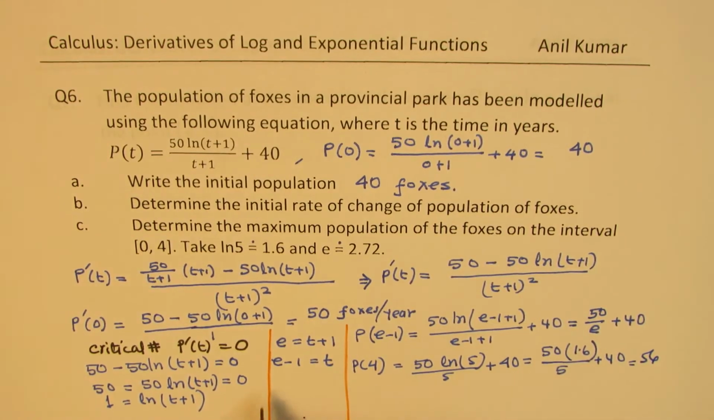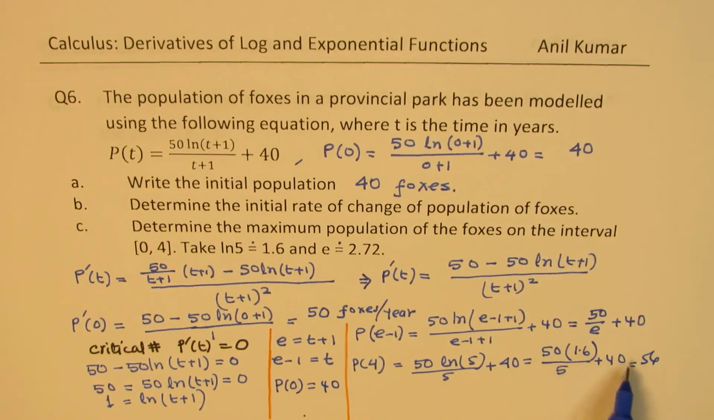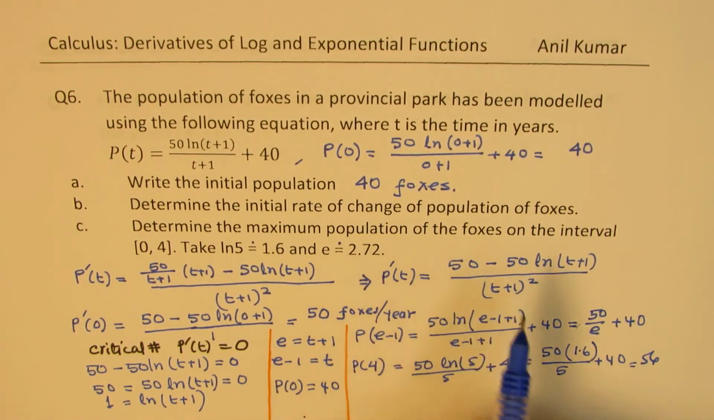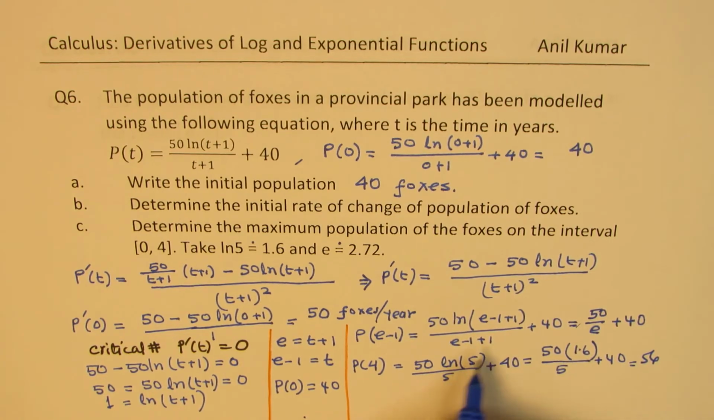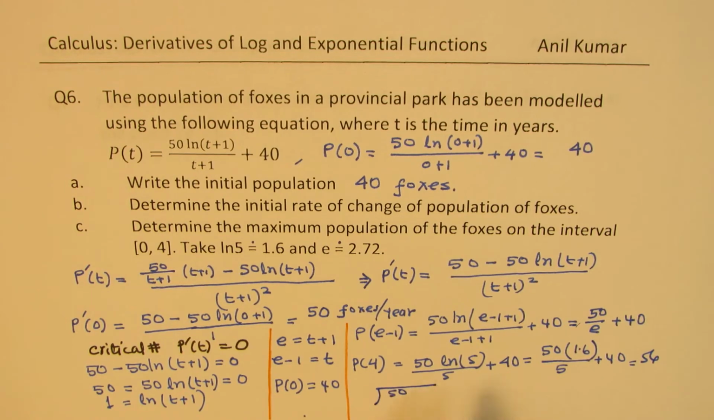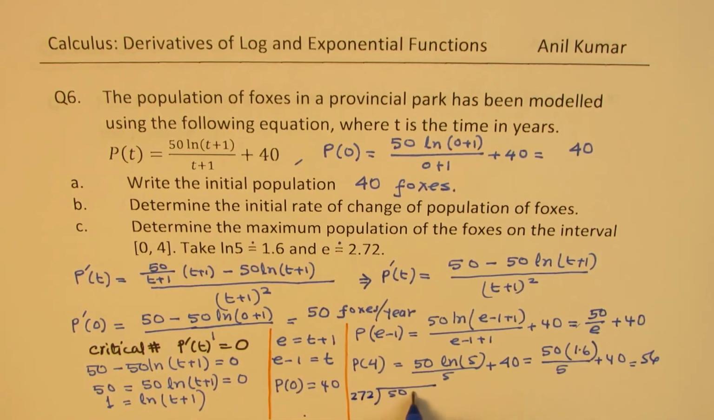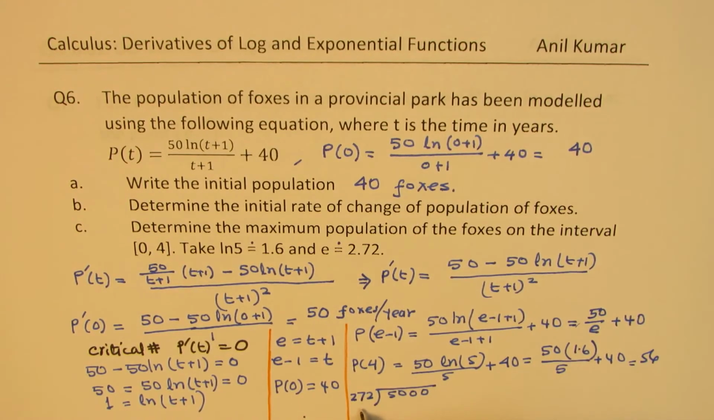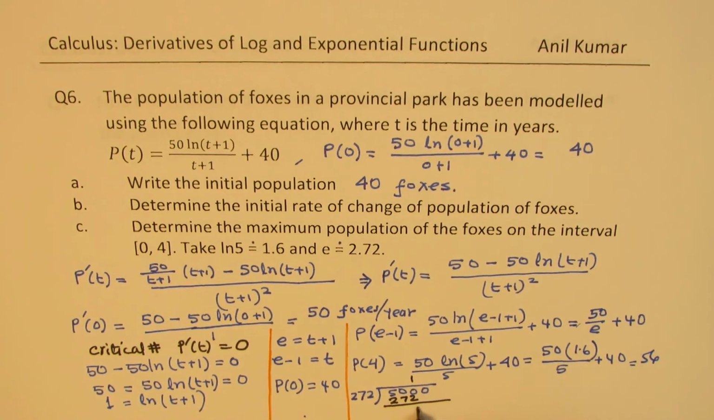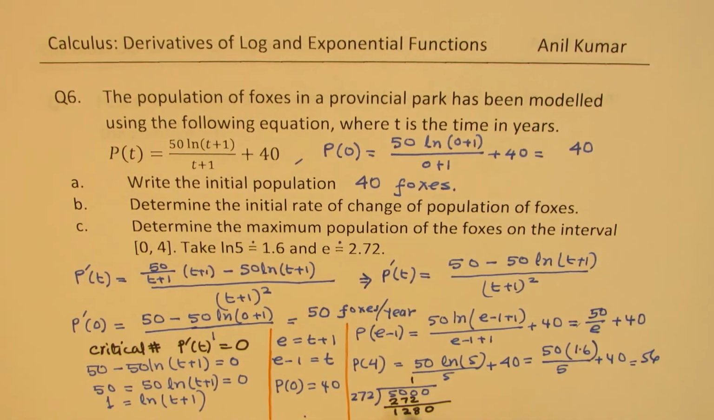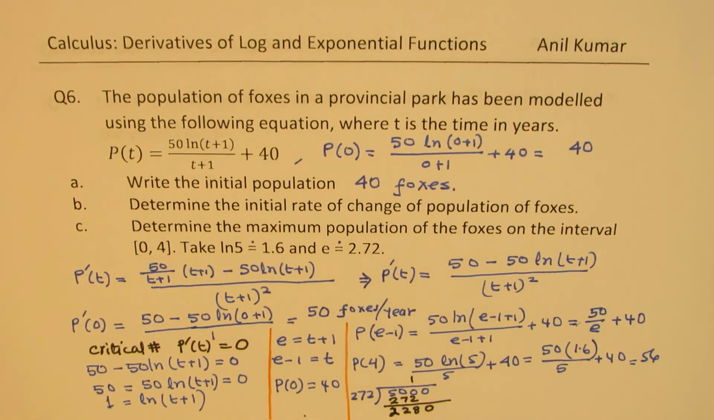Let's calculate. We already know P of 0 is 40, correct, which is much lower. So for one of these two values, let's calculate 50 divided by e. e is 2.72, right? So let's divide this and then figure this out. So let me do long division here. So we are going to divide 50 by 2.72, let's say 272, and let me add 2 zeros here. If I multiply by 2 times, it becomes more than 500, so 1 time. 1 time 272, and what we get here is 228, and when you borrow, 2280. So that's a big number.